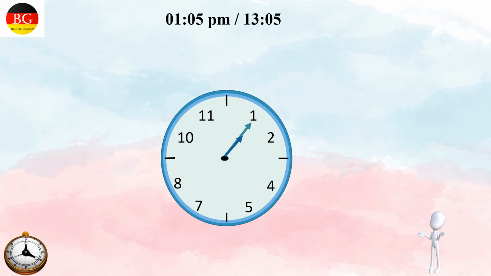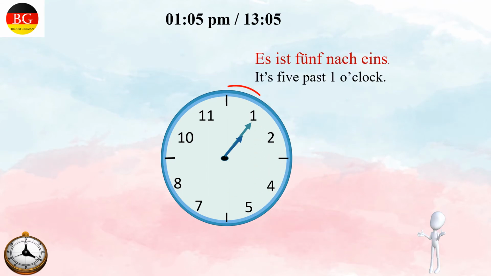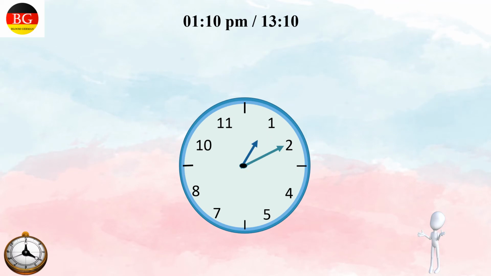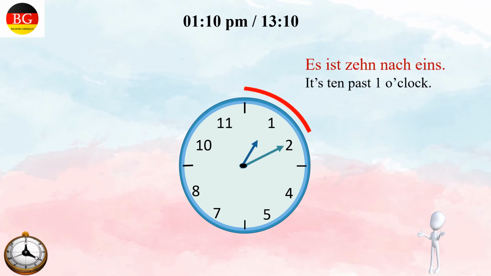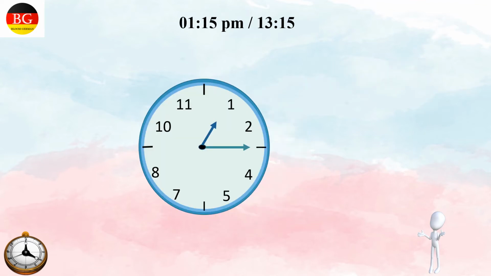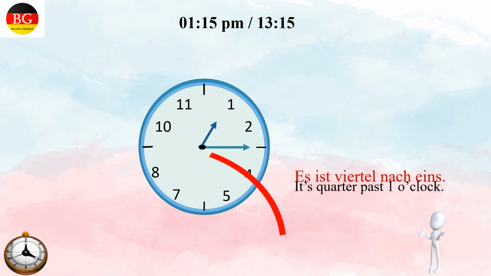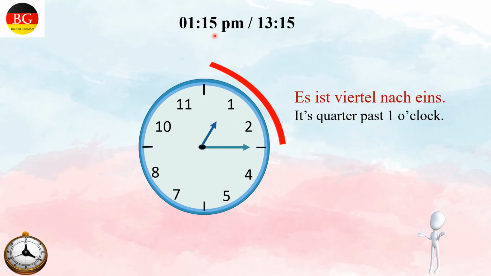Wie spät ist es? Es ist 5 nach 1. Es ist 5 nach 1. Wie spät ist es? Es ist 10 nach 1. It is 10 past 1 o'clock. Wie spät ist es? Es ist Viertel nach 1. For 15, we are using here the word Viertel. Note it down. Viertel nach 1. It is quarter past 1 o'clock.